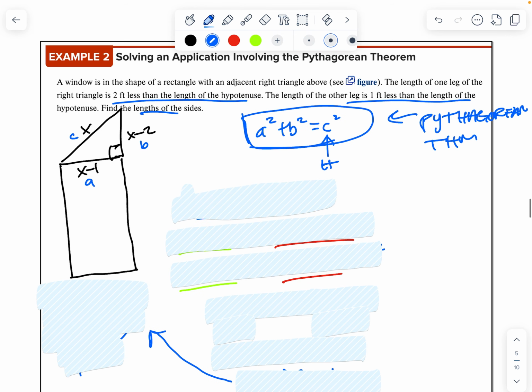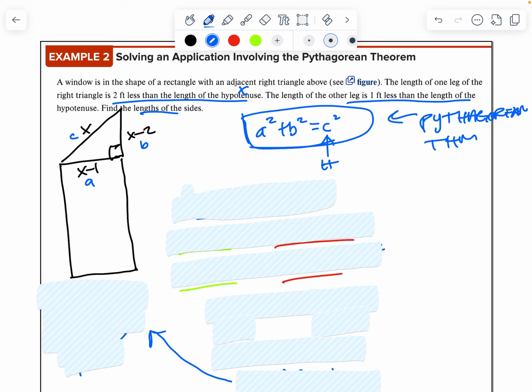All right, this one again, it gives us a picture. A window is in the shape of a rectangle. It has a right triangle above it. The length of one leg of the right triangle is 2 feet less than the hypotenuse. So we call our hypotenuse x. The length of one leg is 2 feet less than that. It must be x minus 2. The other leg is 1 foot less than that. It must be x minus 1.